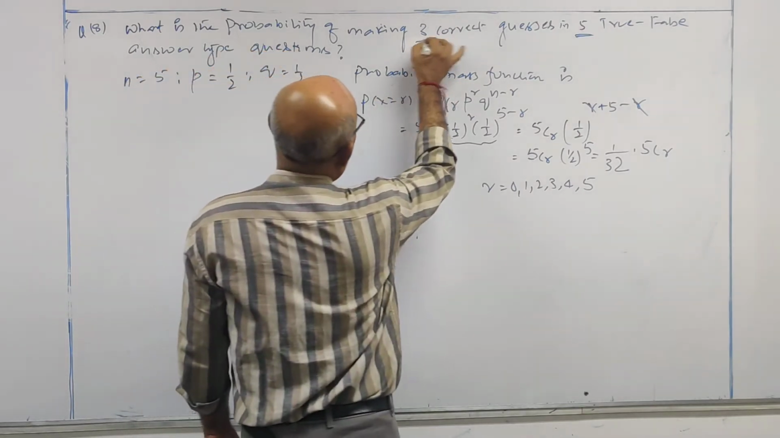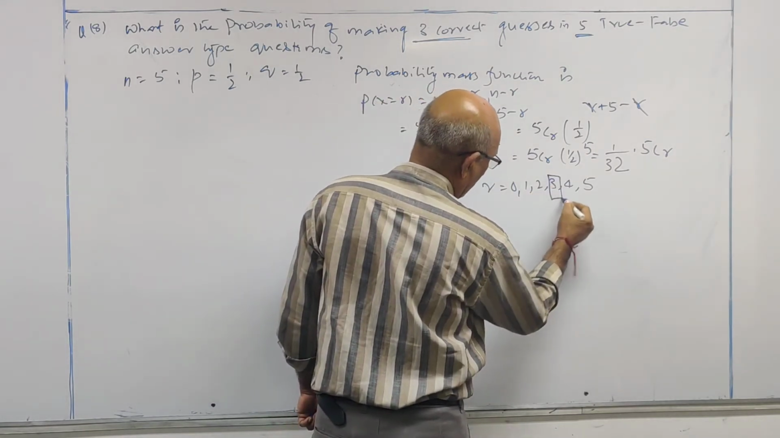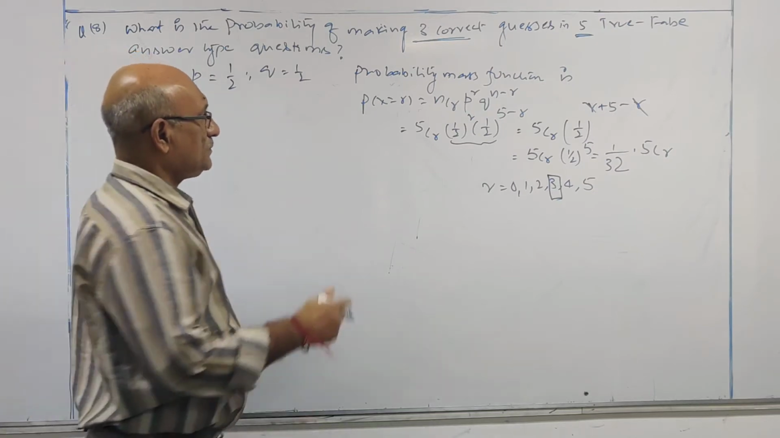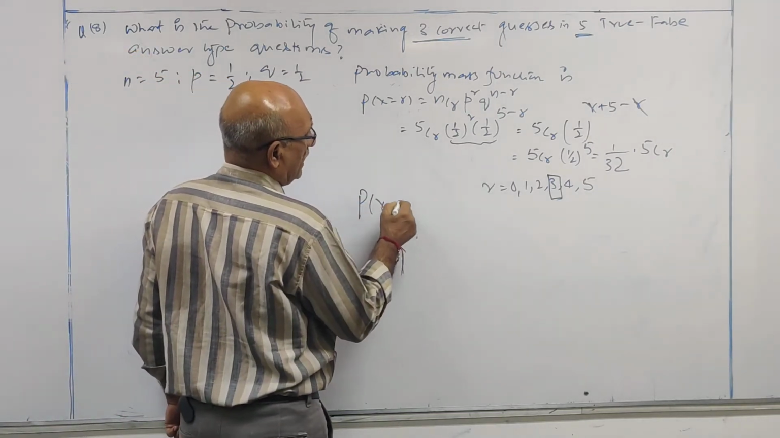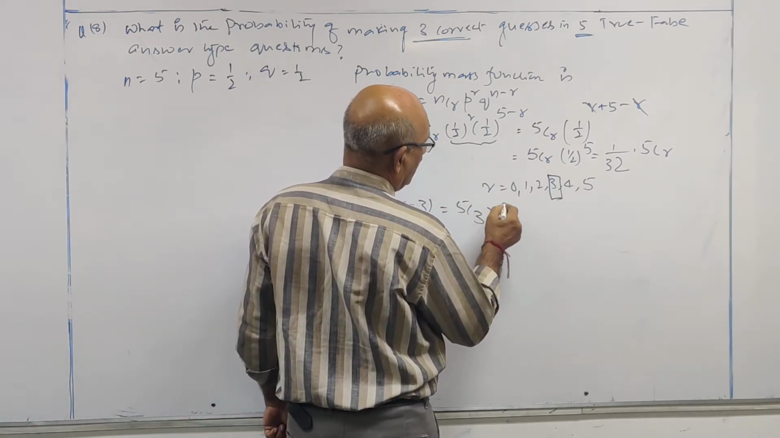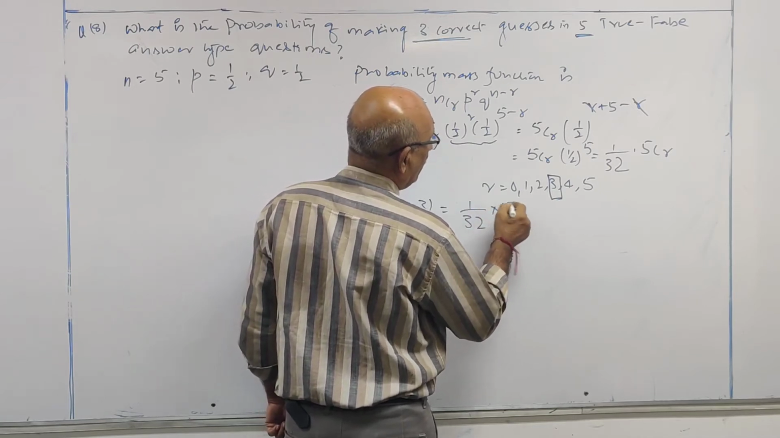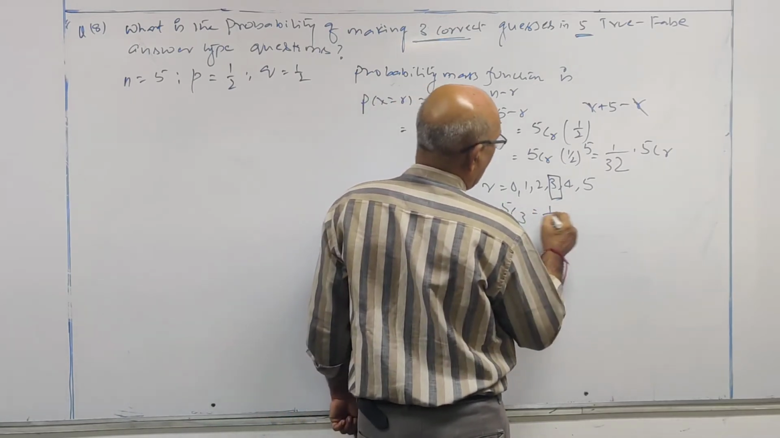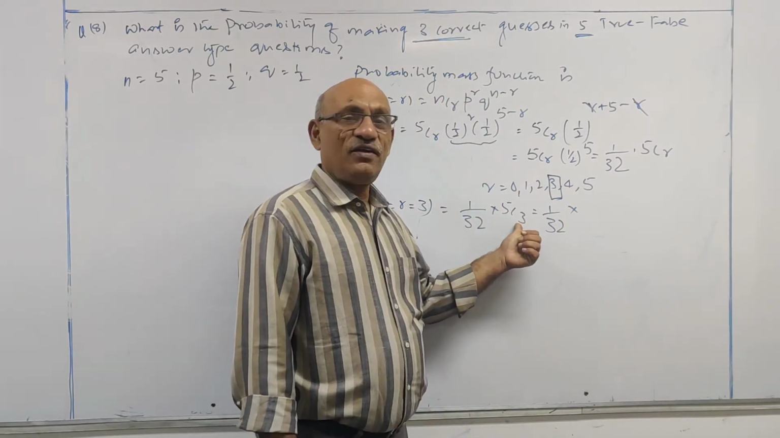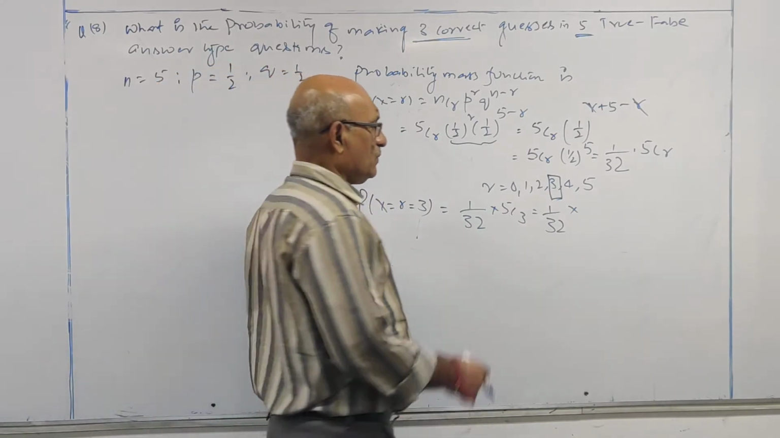Now what is the required value? R is equal to 3. 3 questions you have to guess correctly. So R will take only one value, 3. Probability of x is equal to R is equal to 3. 5C3, 1 by 32 into 5C3. Numerical difference of 5 and 3 is 2.